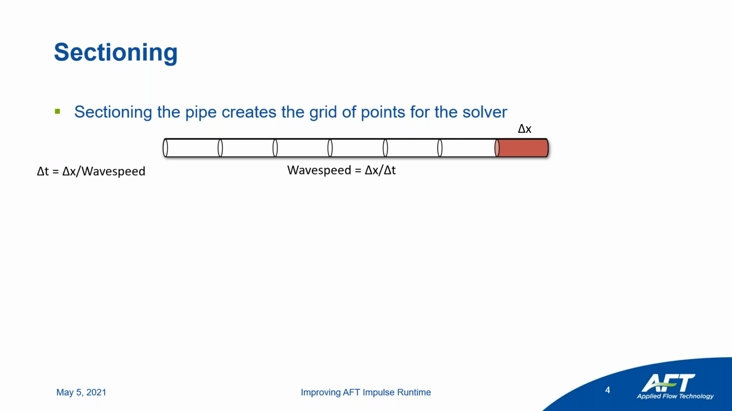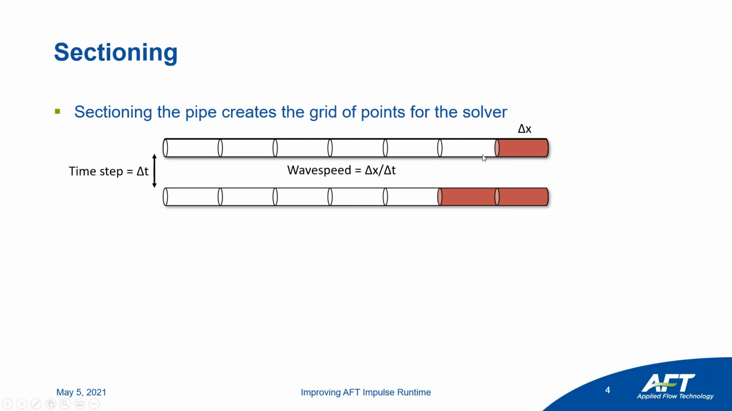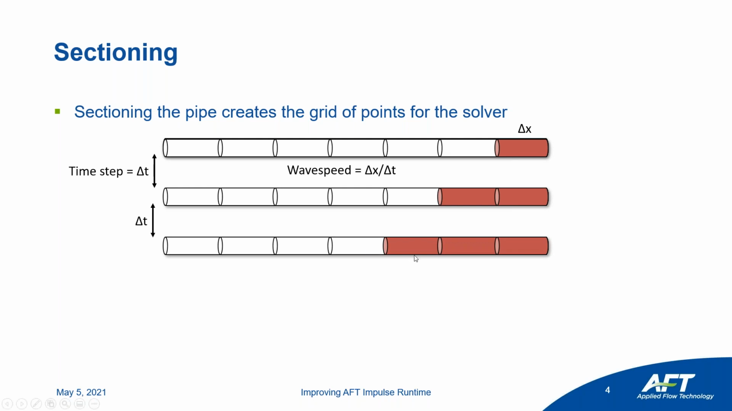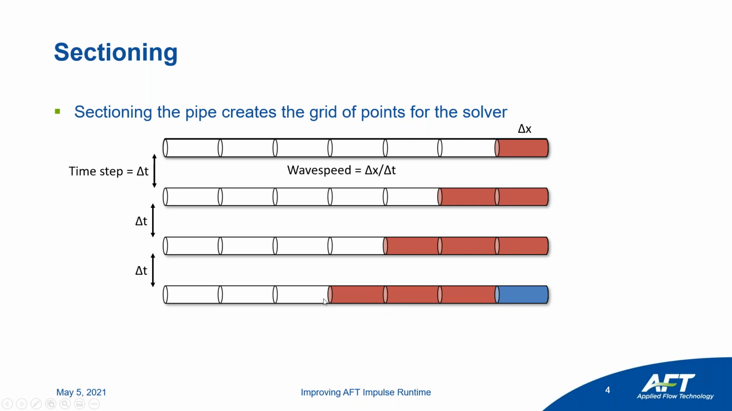If we rearrange that wave speed equation, we can look at our section length. We can divide that by our wave speed, and that will give us an approximate time step for our method of characteristics. So that means after one time step, we can see how our signal will transmit through another section. If this is our initial signal, after one time step, it'll move 1 delta x. Similarly, after another time step, it'll move over another section, and so on and so forth.